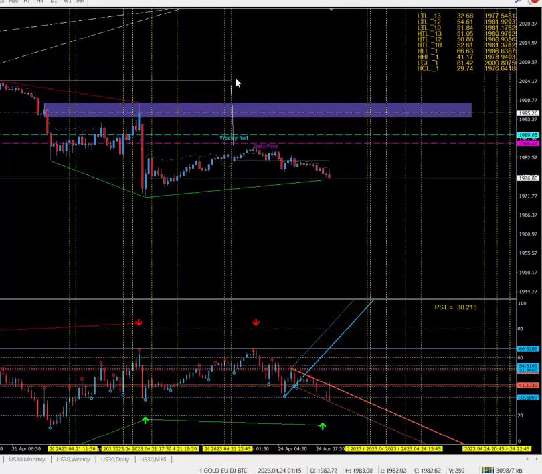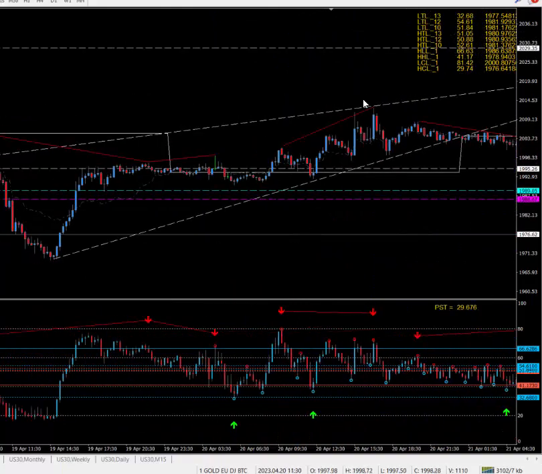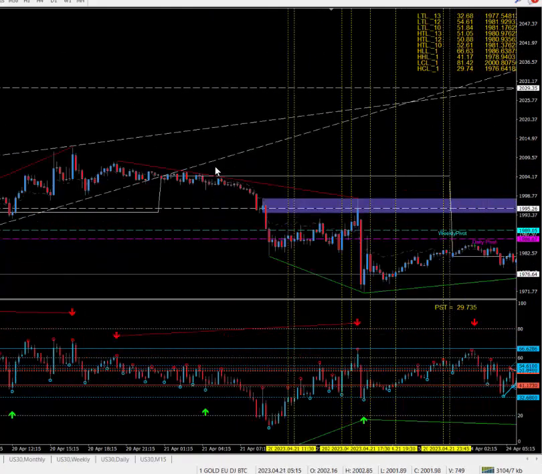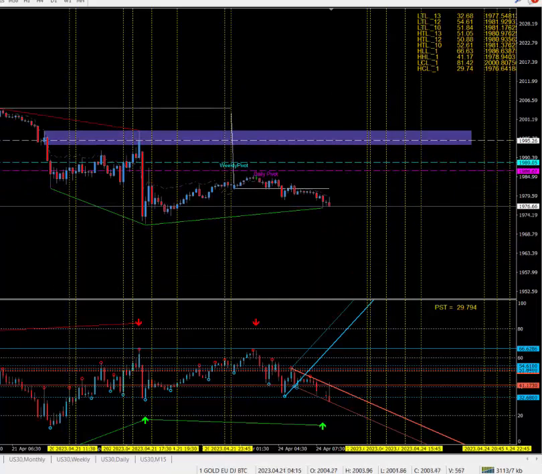I'm going to get rid of these other ones because you see, they've already done it. I talked about that goodbye kiss last week, so this is all done. Bye-bye to these lines. That's our setup for gold.